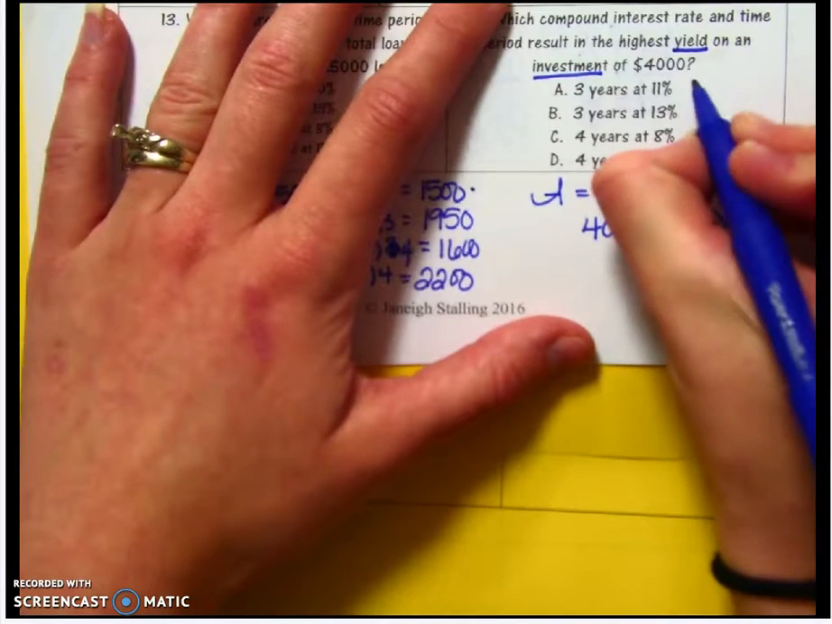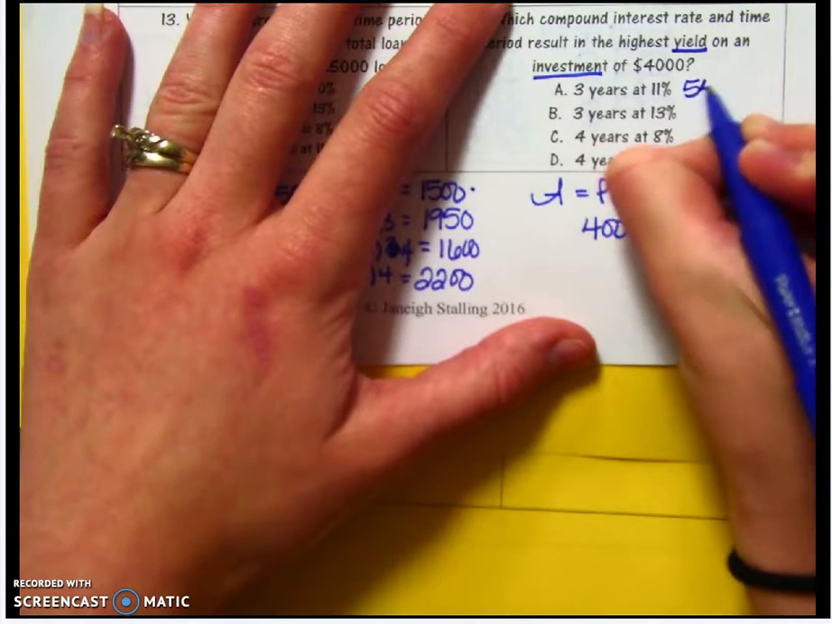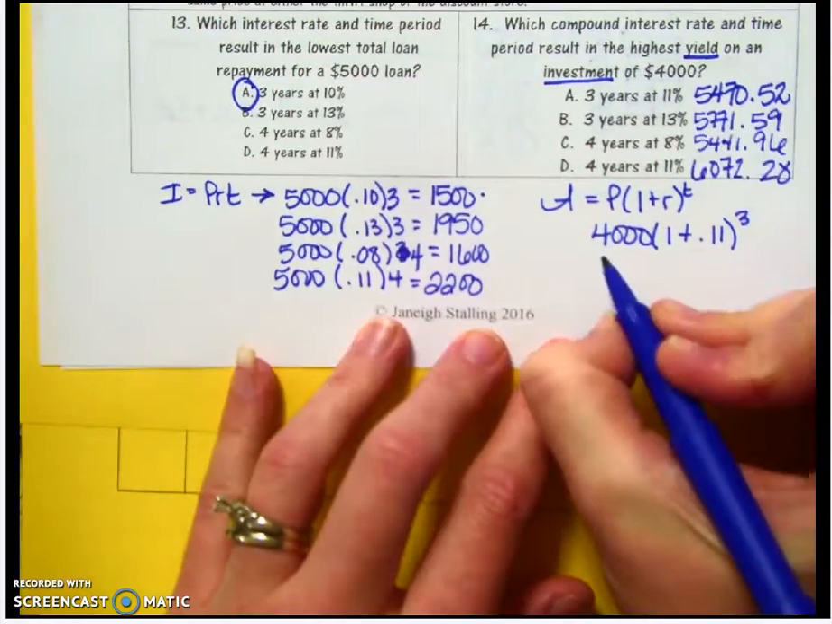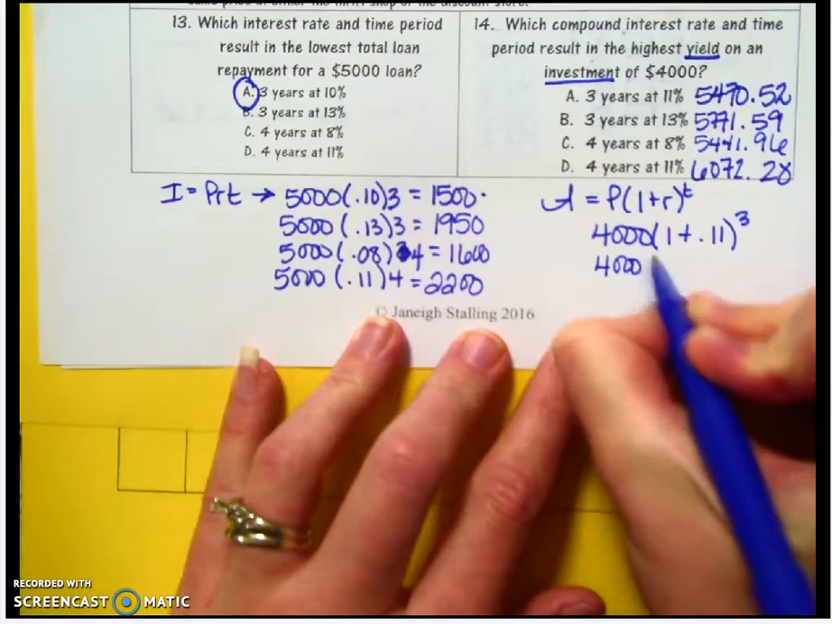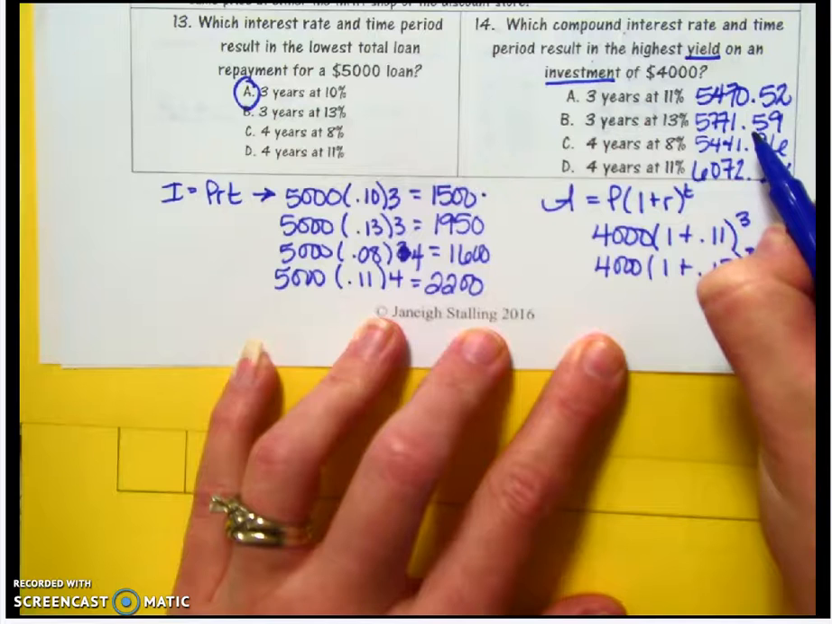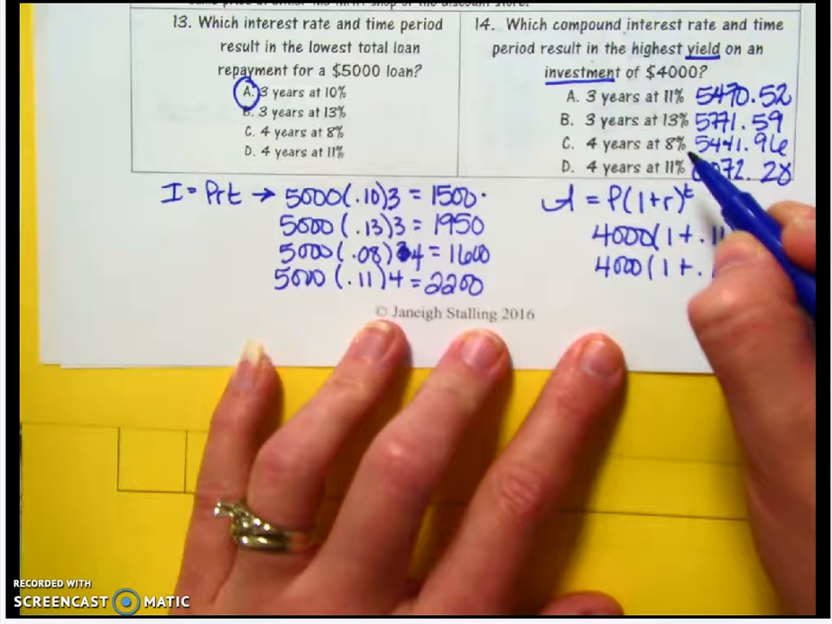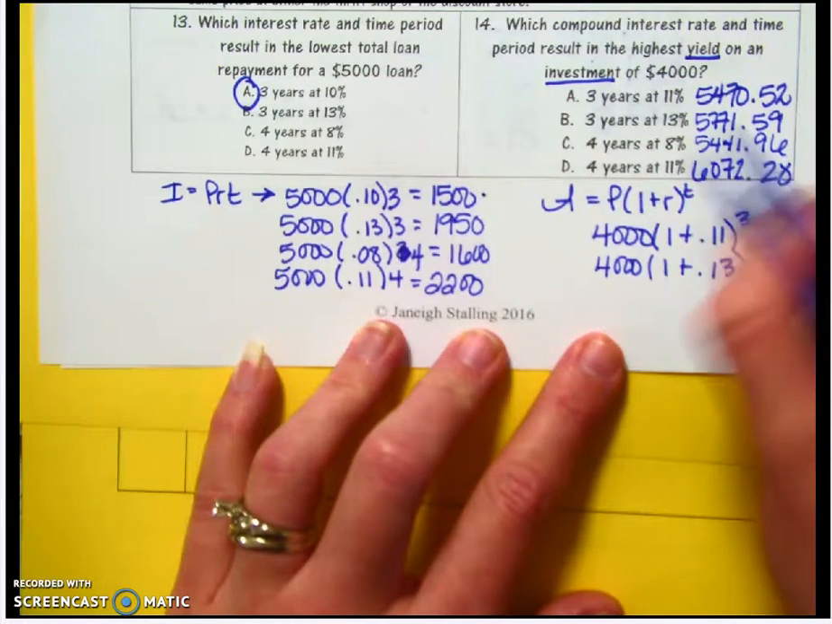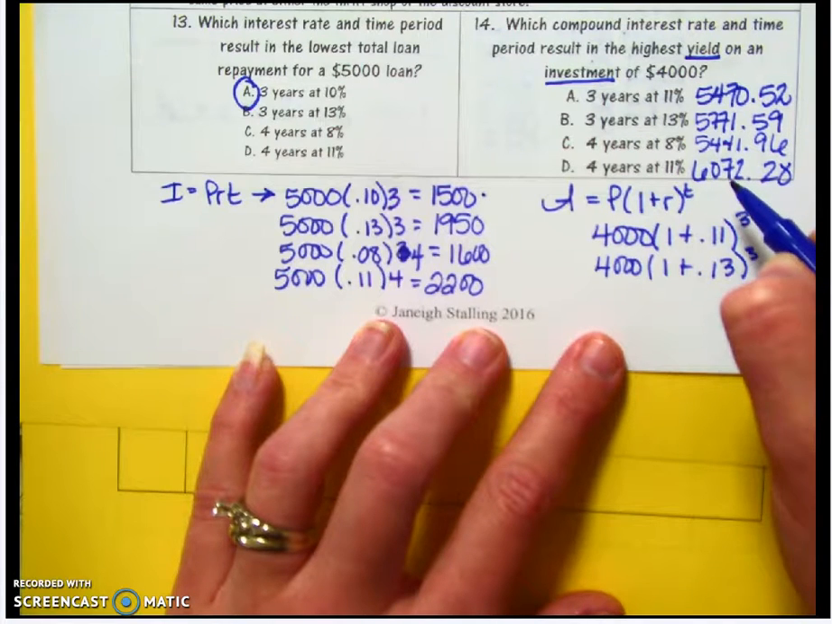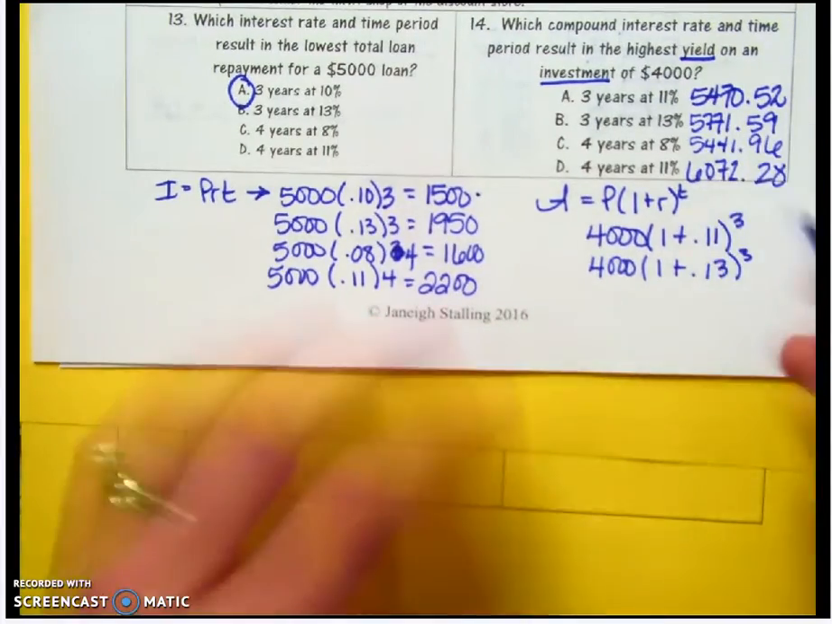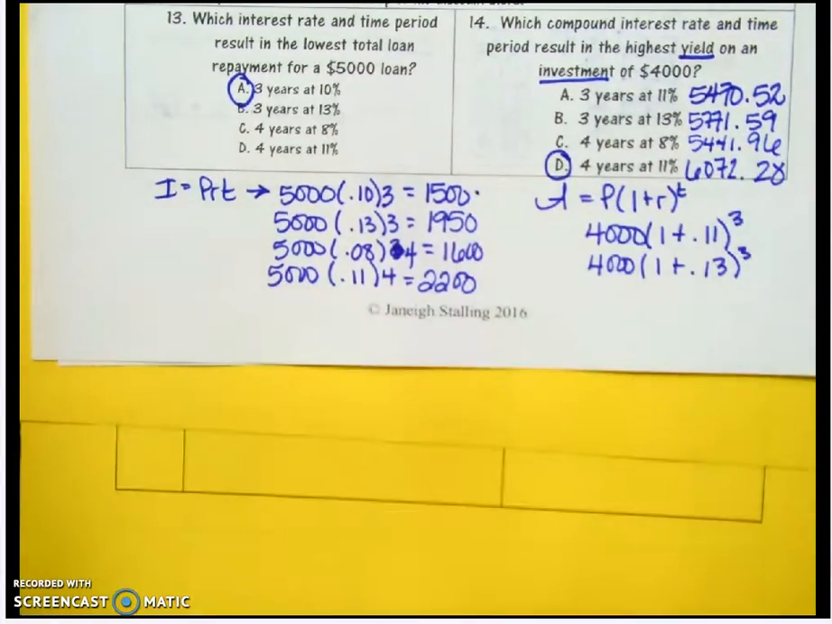Okay, so for 3 years I would get $5,470.52. And so for B, you would do the same thing. You have to put the whole thing in again, and you would get $5,771.59. Again, I would do the same thing for C, and I would get $5,441.96. And then for D, I would get $6,072.28. So again, I want the highest yield. This is an investment, so D would be my answer.